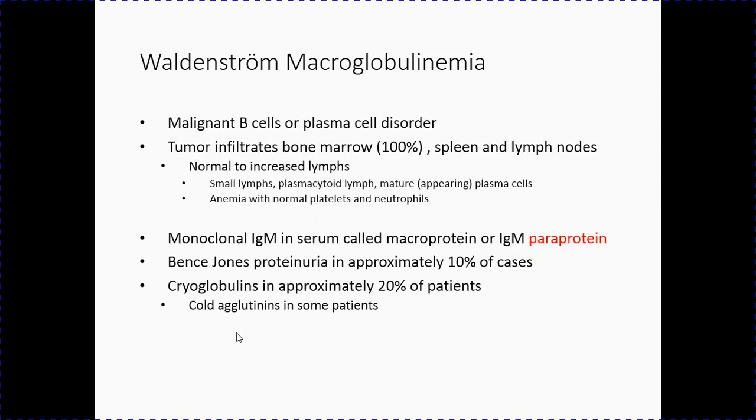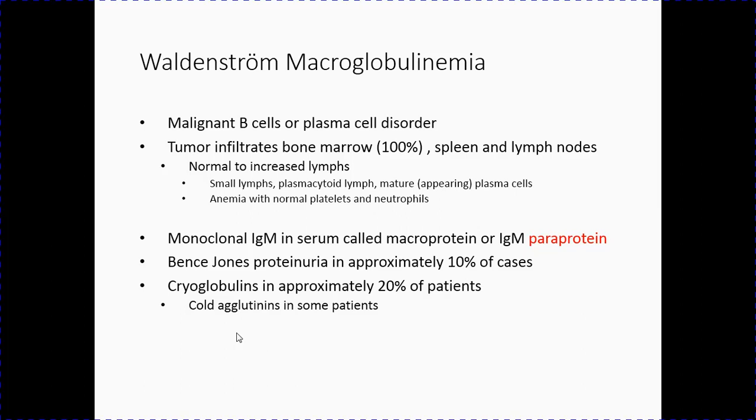Waldenstrom's is, as I said, a B cell or a plasma cell disorder. In this case, tumor in 100% of the patients will infiltrate the bone marrow, and to a lesser degree, the spleen and lymph nodes.